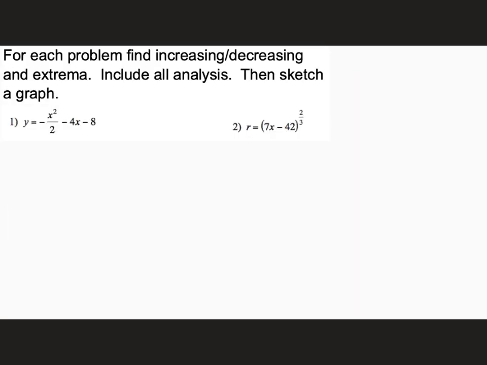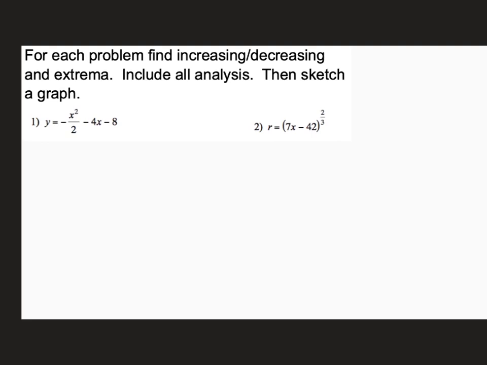For each problem, find increasing, decreasing, and extrema. Include all analysis, then sketch a graph. Okay, so I'll help you a little bit. Let's go ahead and take a derivative. So y prime is negative x minus 4. I'm going to make a number line. This is a y prime number line. That's going to be 0 when x is negative 4.